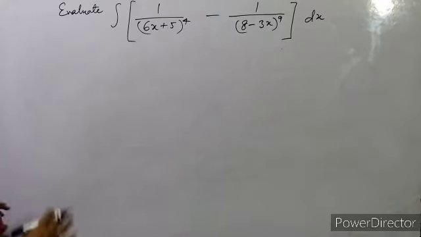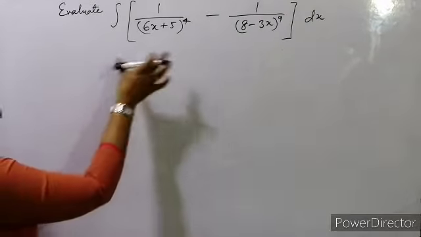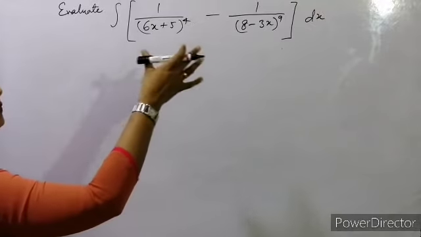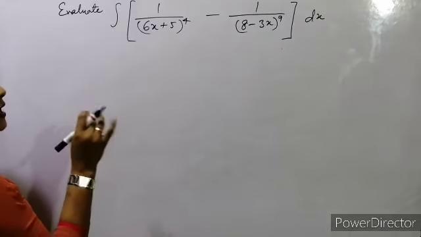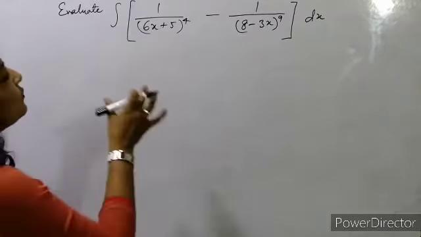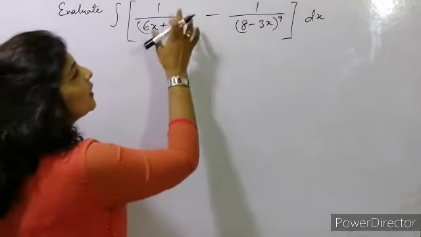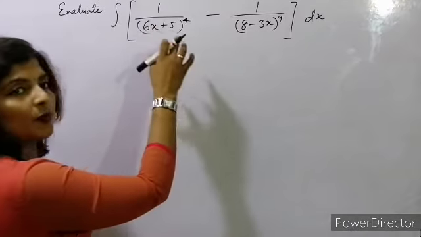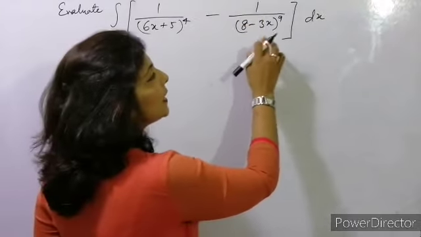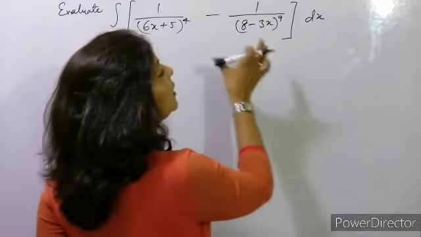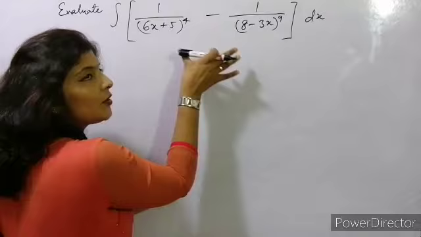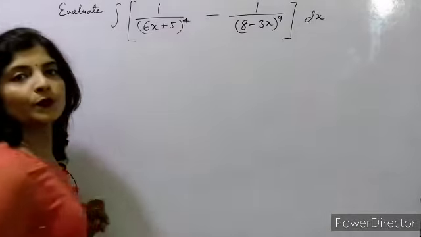So we have another question. Evaluate this function with respect to dx, with respect to x. We have to find the integral of this function, 1 upon (6x plus 5) to the power 4 minus 1 upon (8 minus 3x) to the power 9. Okay, so we have to find the integral of this function with respect to x.